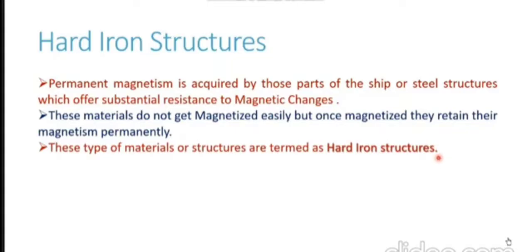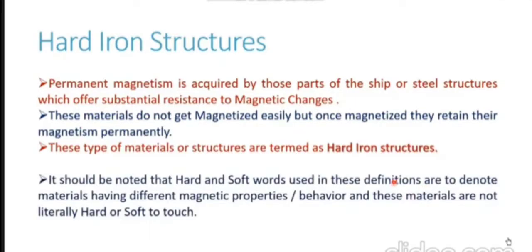So basically the ship is divided into these two kinds of structure, the soft iron and hard iron structures. Soft iron structures gain or acquire magnetism very easily, and that acquired magnetism is induced magnetism. It is temporary in nature. As soon as the inducing field, the magnetic field which was responsible for the magnetism, is removed, the structures lose their magnetism instantly. Whereas the hard iron structures do not acquire magnetism easily. Just the presence of a magnetic field is not sufficient to magnetize those structures. But if they get magnetized, then the magnetism remains there permanently. They do not lose their magnetism easily.